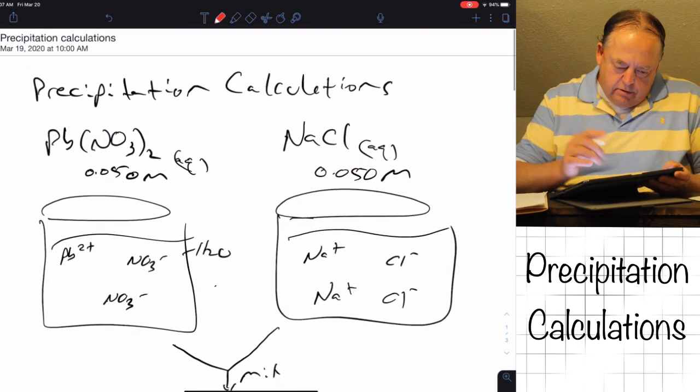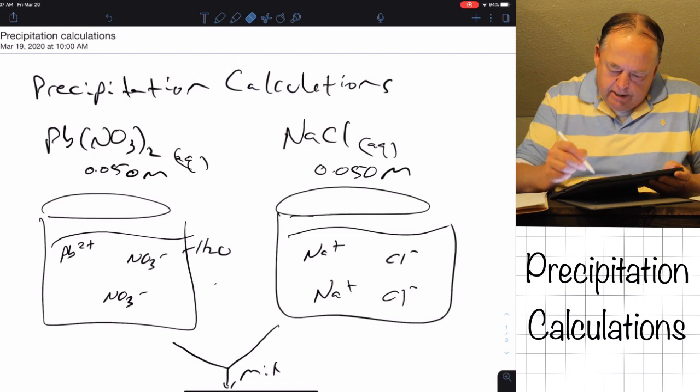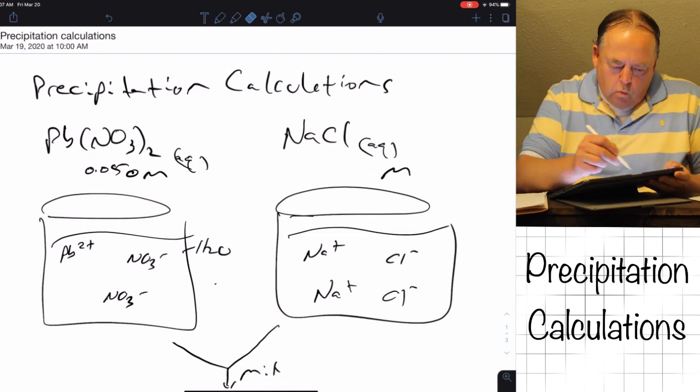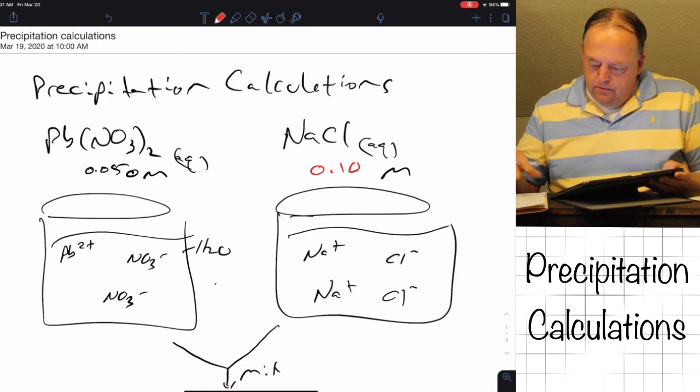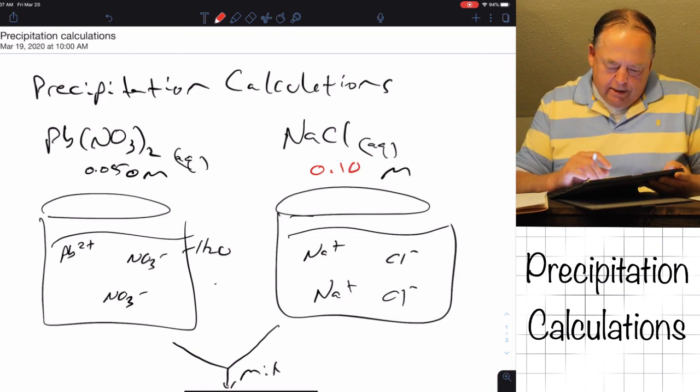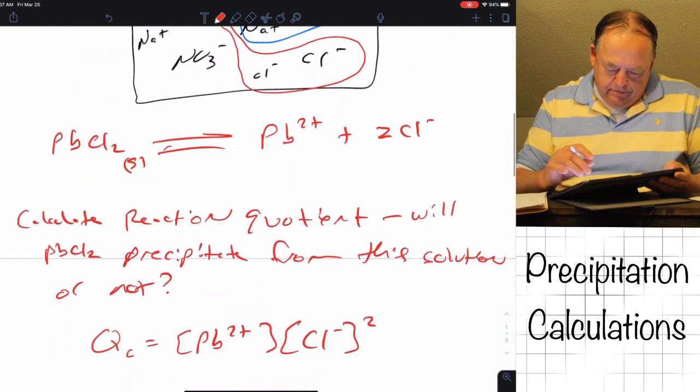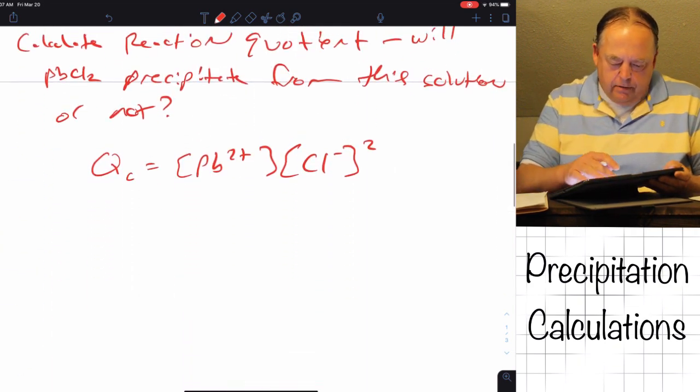Sorry, let's go back to the beginning. I need to make a change. This was supposed to be 0.1 molar. That's what I have in my notes, so we'll go back and change that back so the math is going to be what I have in my notes.